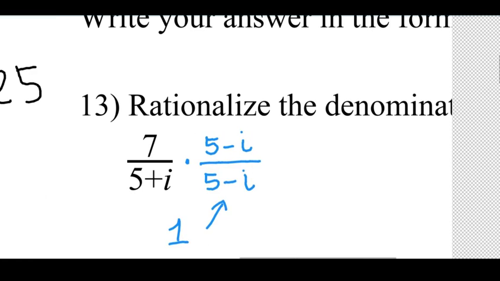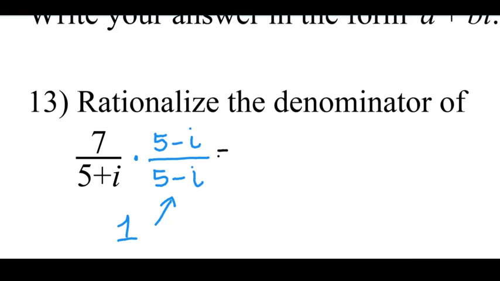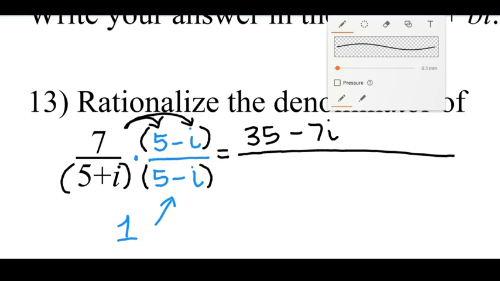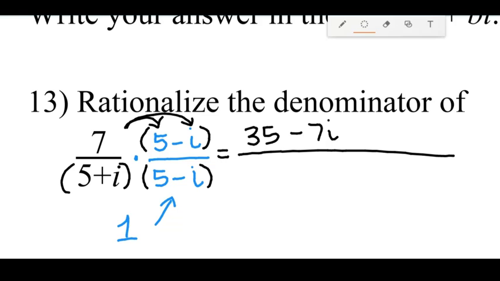Okay, so from here, we are going to distribute on top because it's a 7 times a quantity. And we have to actually FOIL or use the box method on the bottom because it's a binomial times another binomial. So on top, we have 7 times 5, so 35. And then 7 times negative i, so negative 7i. On bottom, we are going to FOIL that out. Let's just FOIL this one now. We won't use the box this time.